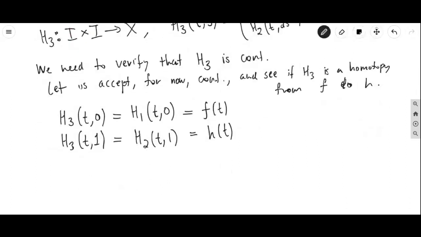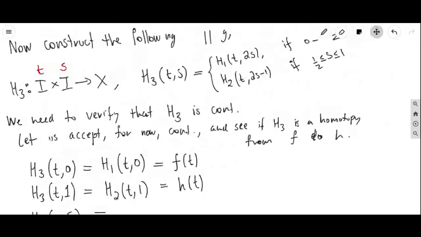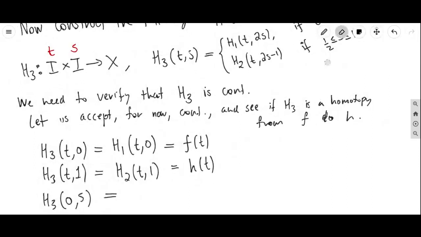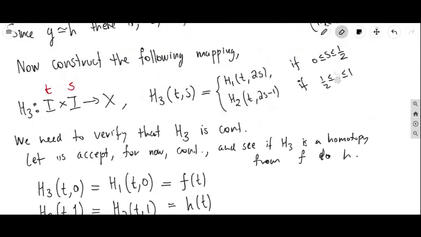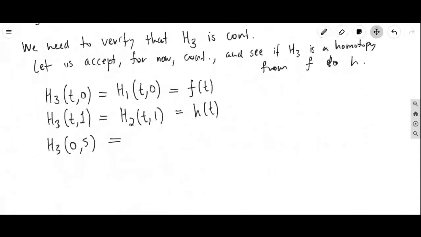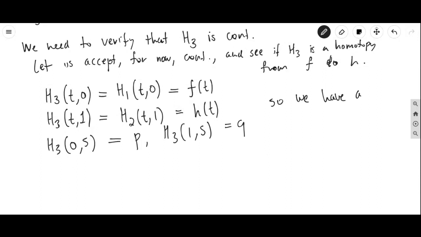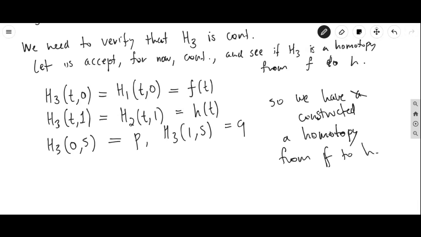Then you have to see what happens at the endpoints. So H3, when T is 0, at S, what is that equal to? Well, you can see that regardless of what interval S is located in, whether S is here or here, both of these homotopies at 0 are equal to P. So that's equal to P, and for the same reason, this one will be equal to Q. So we have constructed a homotopy from F to H. And that would complete the proof.